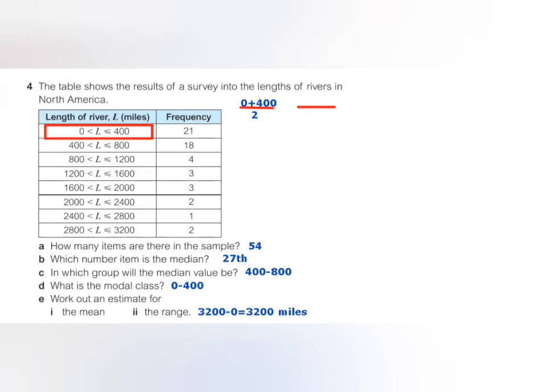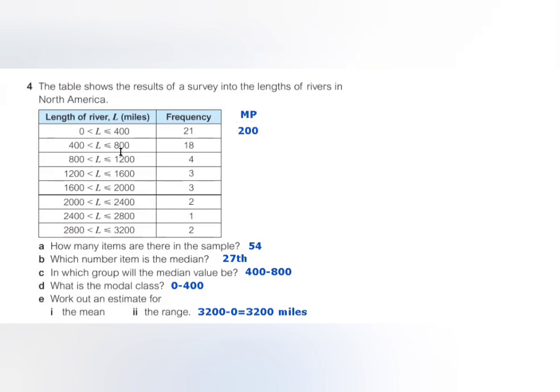Now we put the 200 here. First, I'm going to write midpoint here, MP, so you know that we're trying to find the midpoint. The first one we saw is 200. So this one is 200 here.